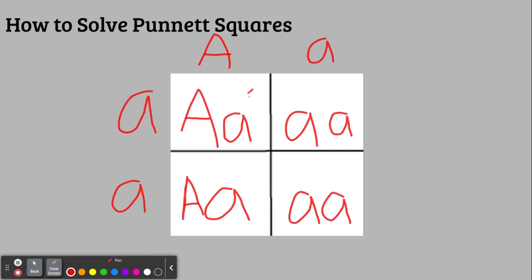So now that we have it all figured out, how you read this is each section is split into 25%. So there's a 50% chance that the offspring will have capital A, lowercase a, and 50% chance the offspring will have lowercase a, lowercase a.